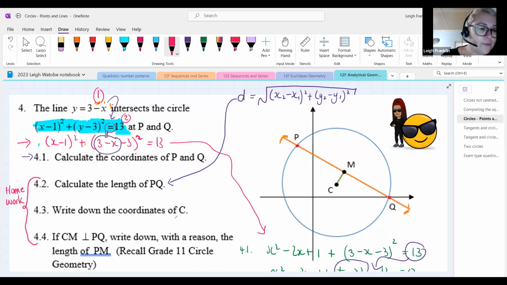So I'm going to leave 4.2, 4.3, and 4.4 for homework. Okay. So make sure that you've taken screenshots, everybody.